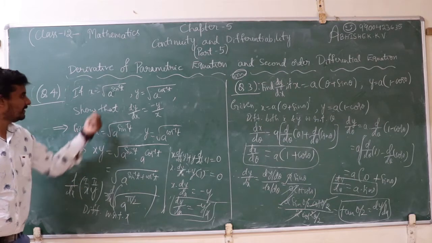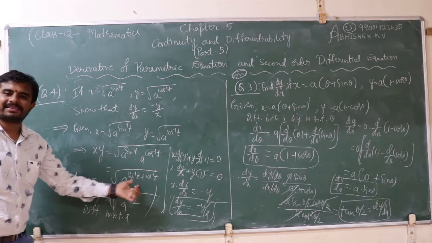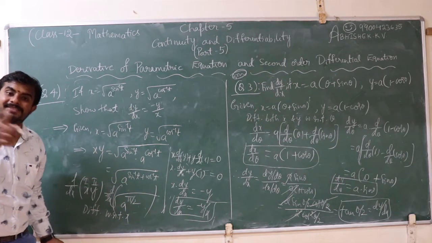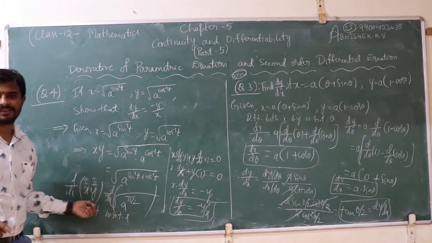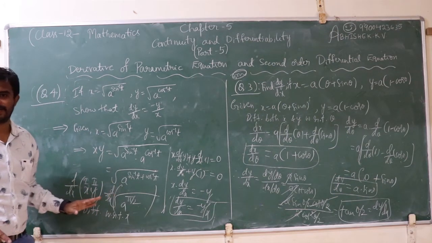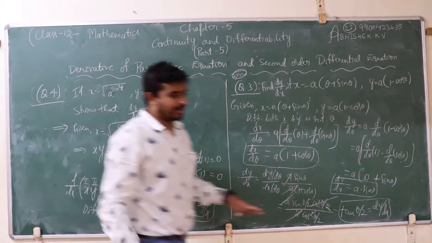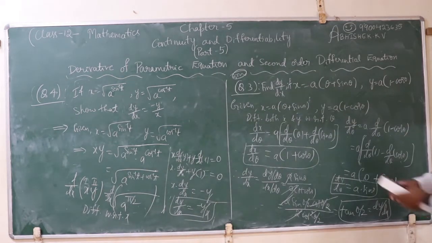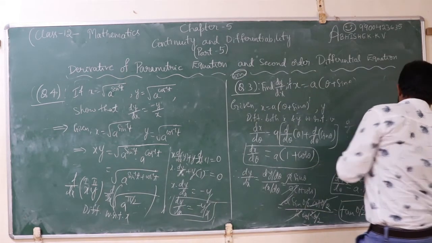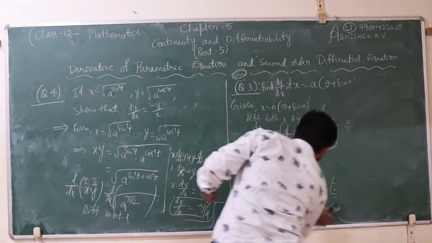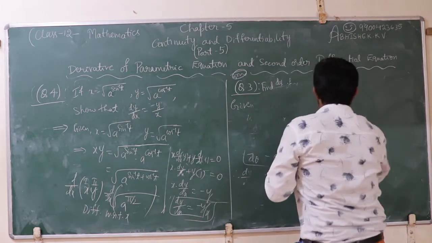See, we proved dy by dx is equal to minus y by x. Just by multiplying the given equations, we get the RHS as constant, and differentiating with respect to x, because we have only x and y remaining after simplifying. Okay, there is another method to solve that problem.